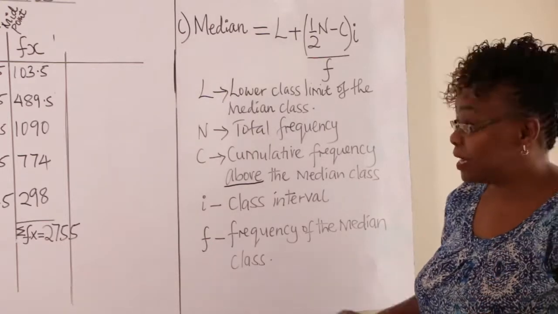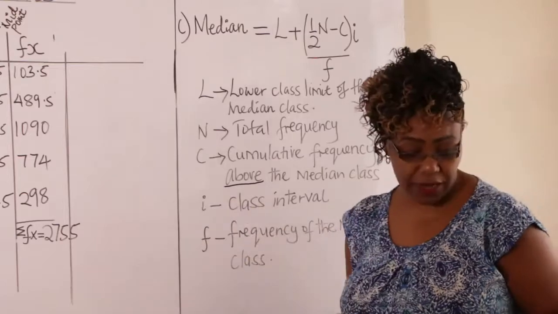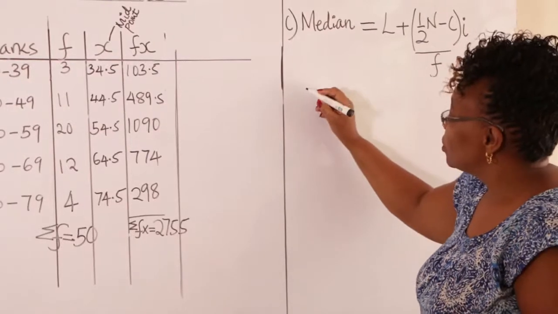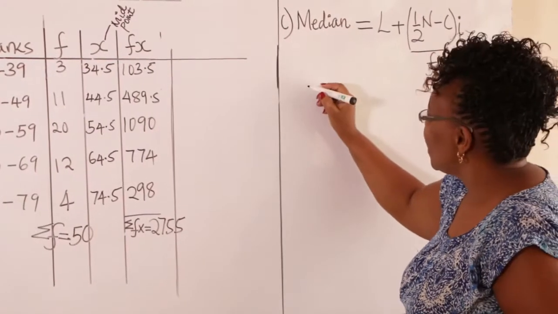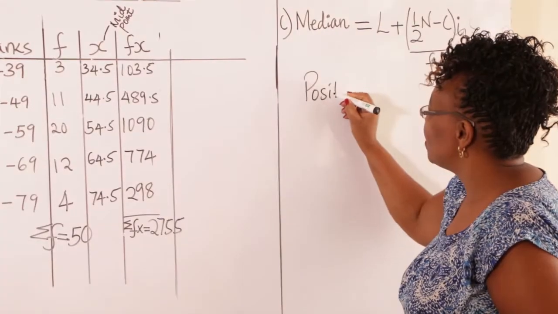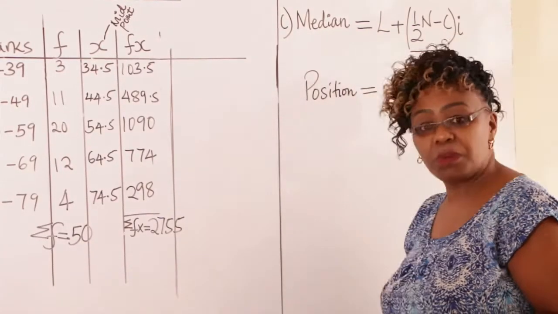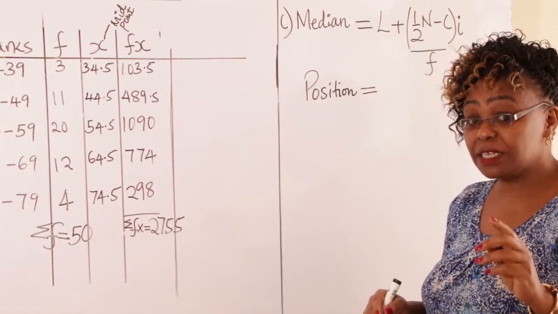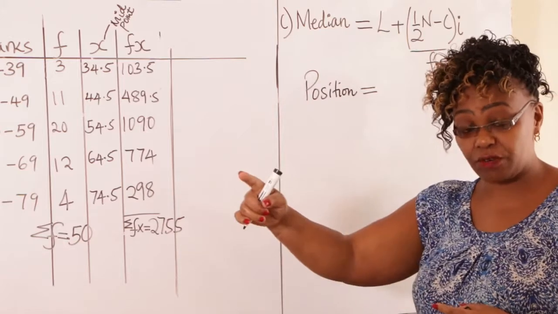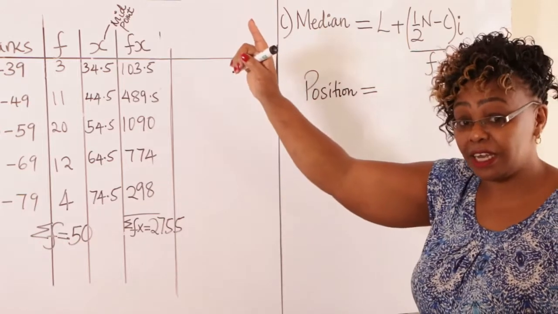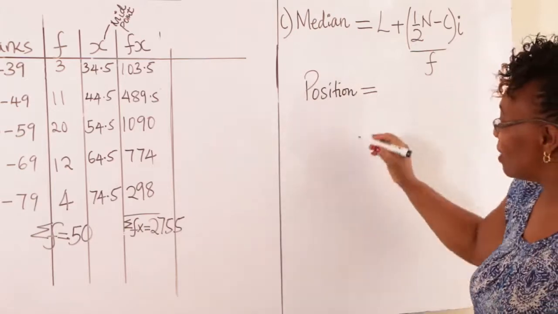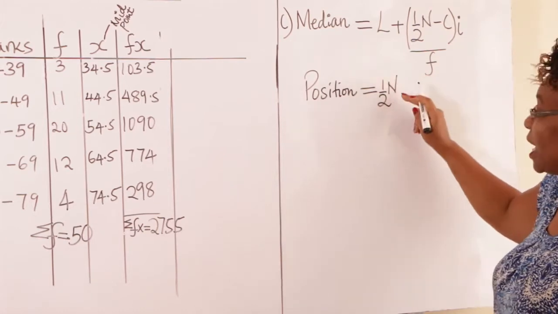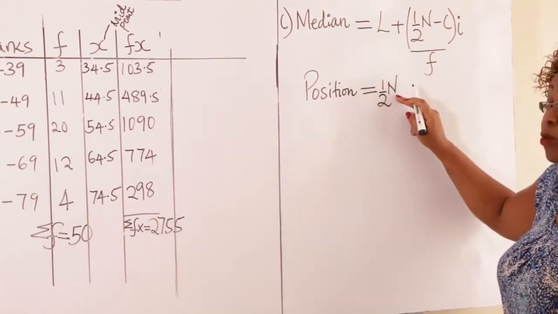Good. So learner, let us apply this in working out the median. To get our median, you first identify the position of the median. We have said that the median is the value that falls at the middle of a set of data when the data is arranged in ascending order. It falls halfway, so it is a half of n, where n is referring to the total frequency.